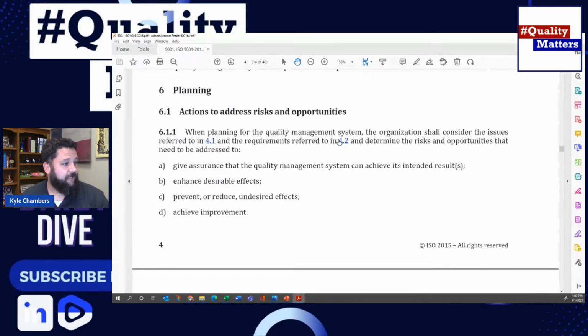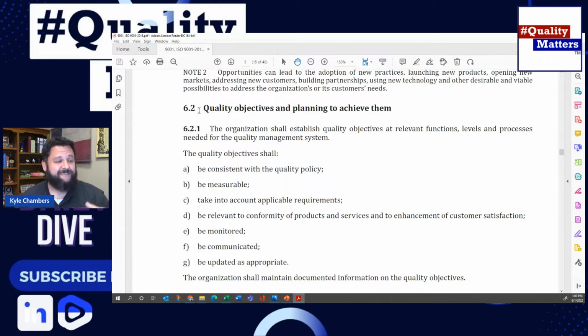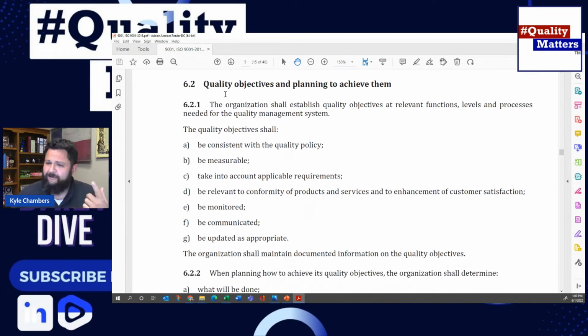So let's go down a little bit here and talk about the objectives. So that's going to come in clause 6. Whole other fun conversation on why the policy's in one clause, objectives are in another, but we won't dive into that today. Perhaps in the future, though. So quality objectives got a lot of requirements here, but it's not as complicated as it sounds. Has to be consistent with the quality policy.